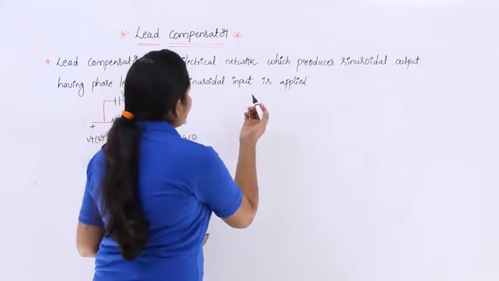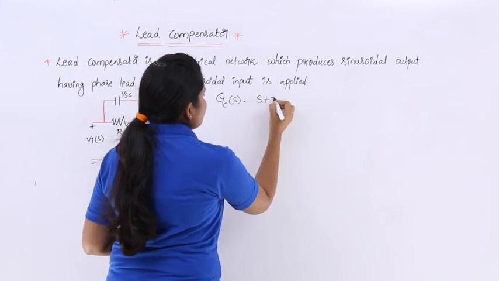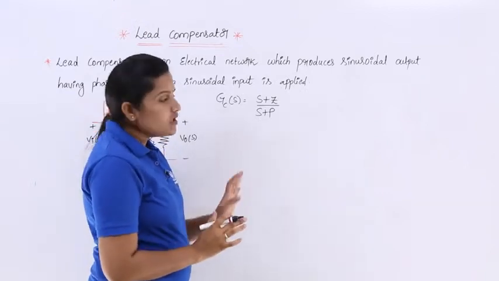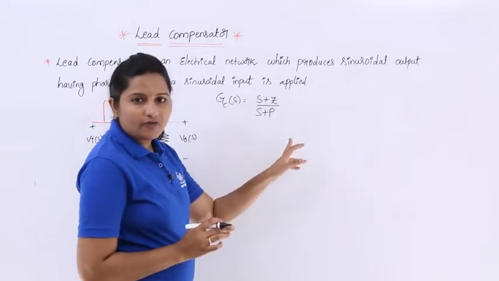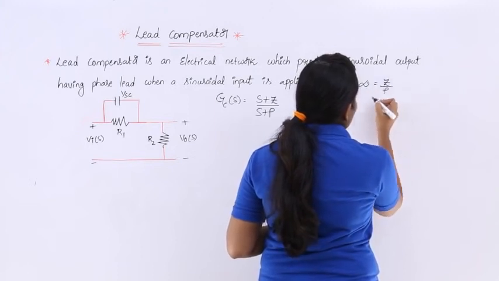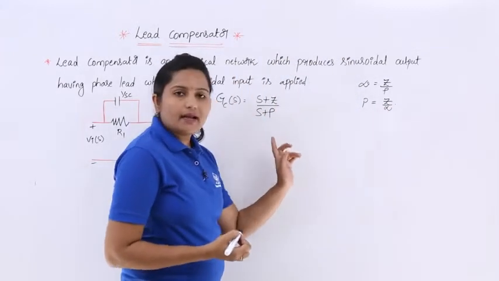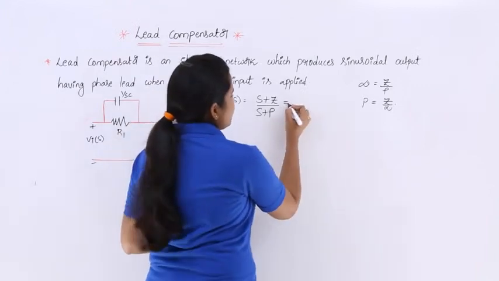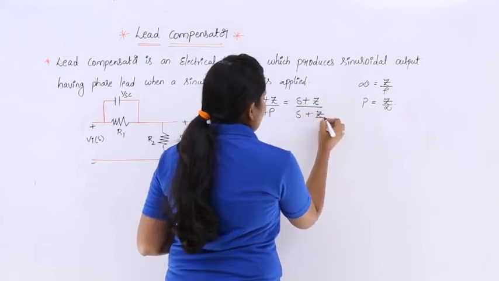The transfer function of this lead compensator can be taken as Gc(s) equals (s plus z) by (s plus p). This is the general transfer function of any compensator. In place of p, I can take z by alpha, where alpha is equivalent to z by p. So if you want to write in terms of the zeros, you can write it like this: (s plus z) divided by (s plus z by alpha).